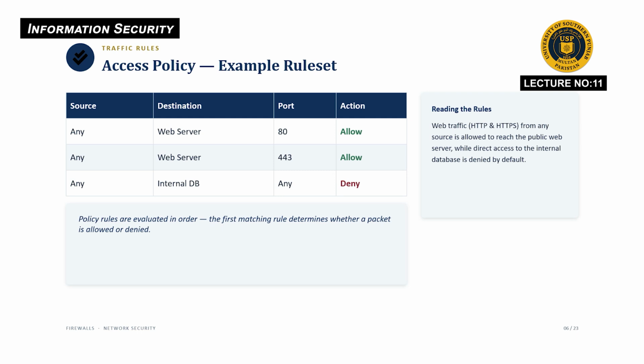For example, traffic from any source to a web server on port 80 and port 443 is allowed because these ports are used for web browsing. However, direct access to the internal database is denied for security reasons. Firewall rules are checked in order and the first matching rule determines the action.